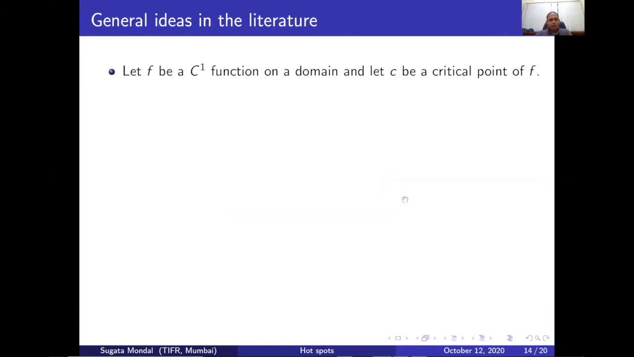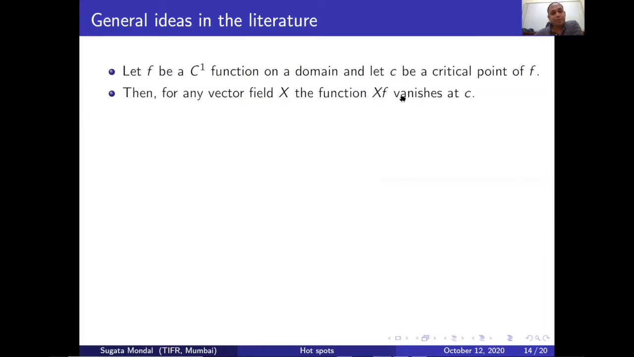Now, before going to our result or jumping into our proof, I'm going to give you a general idea that appears in almost all the results on this particular problem. So here is the idea. If you take any C1 function on a domain, and if c is a critical point of the function, then for any vector field X, the new function Xf vanishes at the point c.